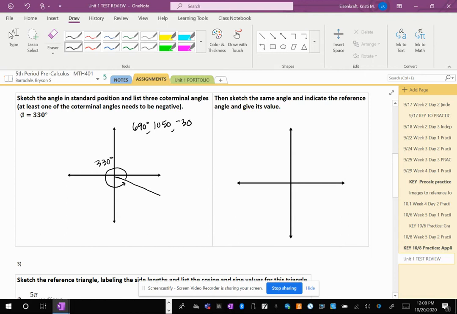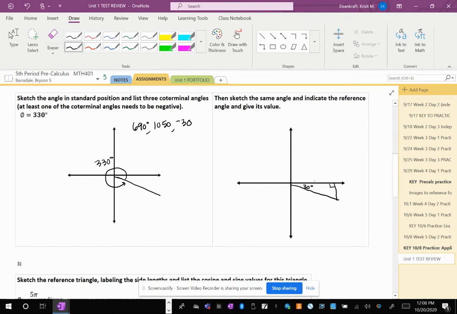All right, next one, sketch the same angle and indicate the reference angle. So again, if we go to 330, that's here, right? And then the reference angle is you measure the terminal side to the horizontal axis, the shortest side, and that is a 30 degree angle. The value is actually 30.